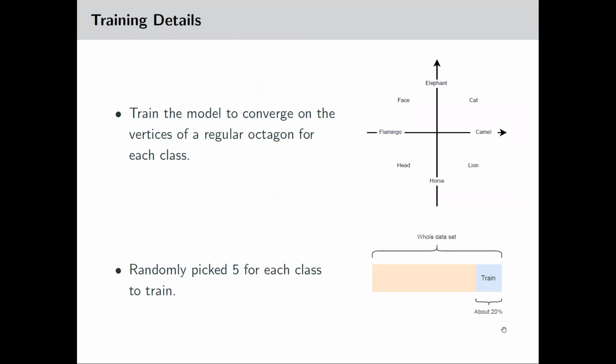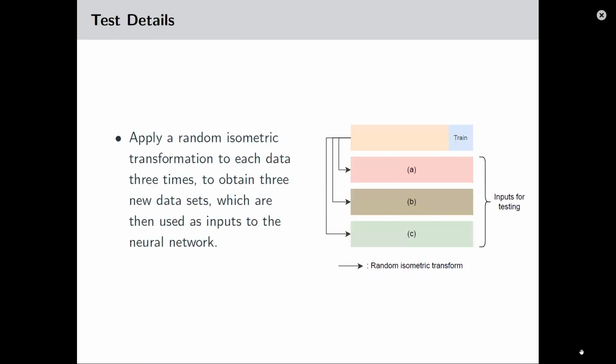For the training, I randomly selected 5 meshes for each class. Since there are 8 classes in the dataset, I used a total of 40 mesh data without any data augmentation technique. During testing, I made these 3 new datasets, A, B, and C, by applying random isometric transformation to the entire dataset. And these 3 datasets were used as inputs to the model, and I observed the results.